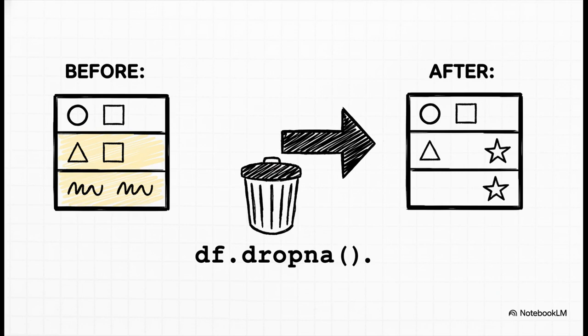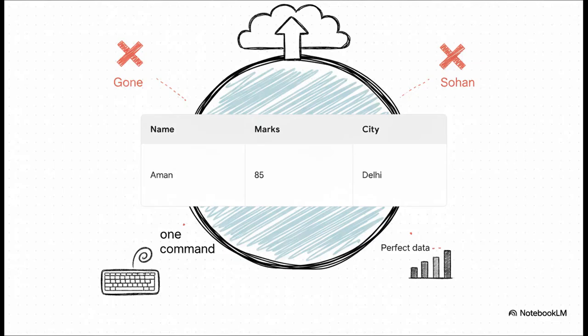So how do we fix it? This is where pandas is just amazing. With one single super simple command, df.dropna, we can tell it to get rid of any row that has a missing value. That's it. It's that easy. And boom, here's what you get. After that one little command, our table is clean. Ria and Sohan's records are gone because they had missing info, leaving us with just Aman's complete data. This way, we know the story we tell later is going to be accurate.